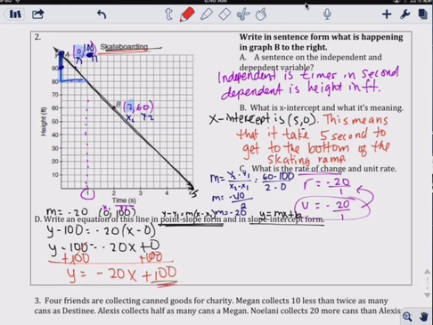Hey, look. My y-intercept is the same as here. So I must know my slope is correct.